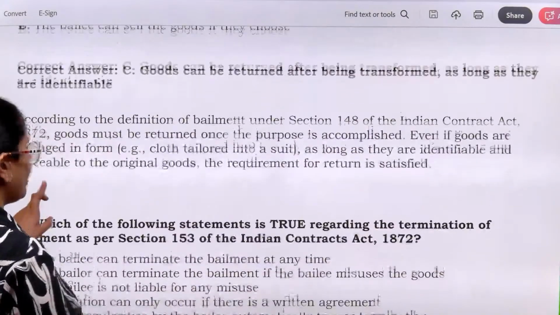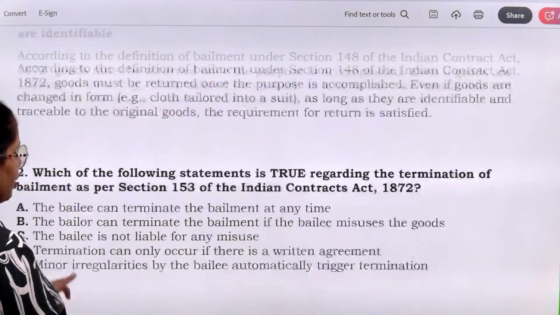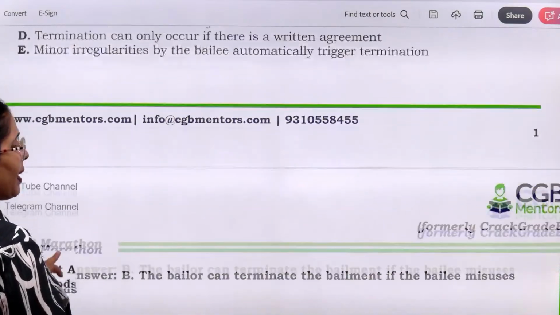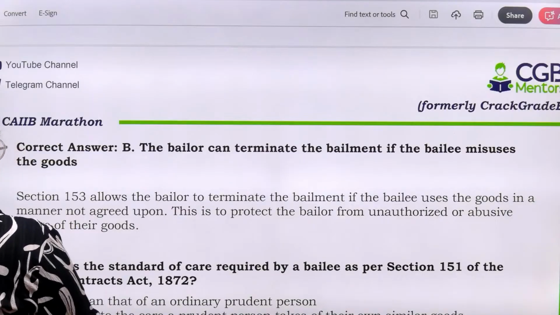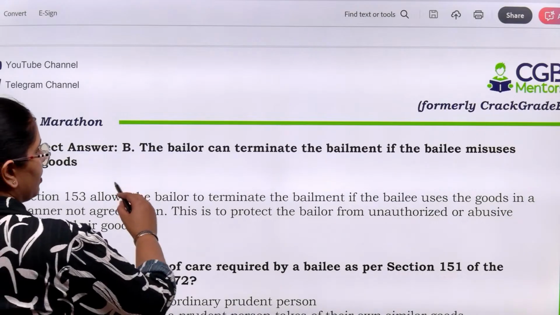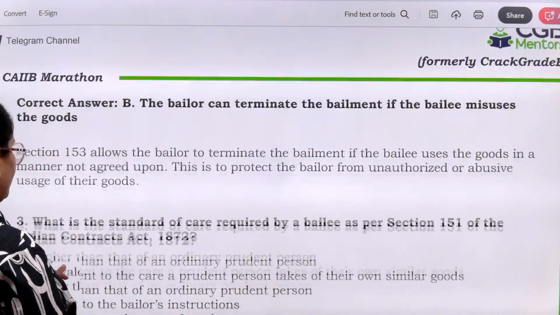Now, which of the following statements is true regarding the termination of bailment as per section 153 of the Indian Contract Act? So, the bailer can terminate the bailment if the bailee misuses the goods. So, section 153 allows the bailer to terminate the bailment if the bailee uses the goods in a manner not agreed upon. If that is the case, then it can be terminated.